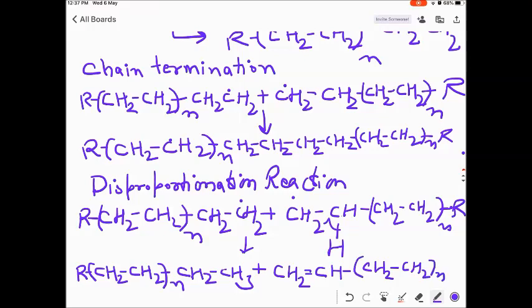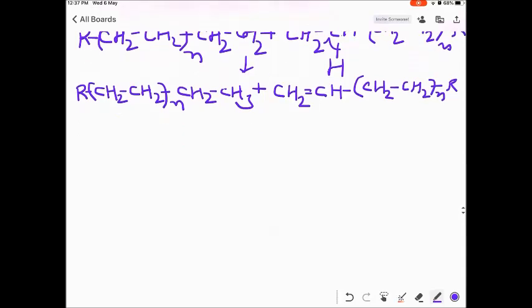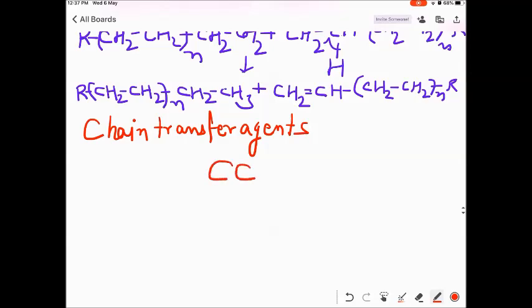Now to control the molecular weight in free radical polymerization, certain agents are used. These are known as chain transfer agents. One of the popular chain transfer agents is CCl4, or carbon tetrachloride. The carbon-chlorine bond can easily break, so we can write how CCl4 acts.